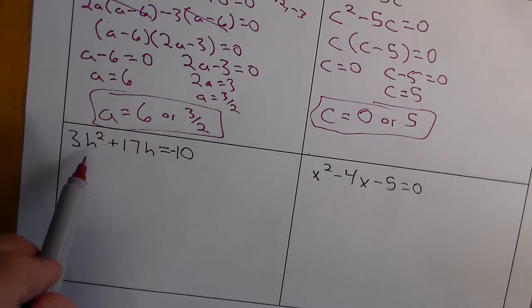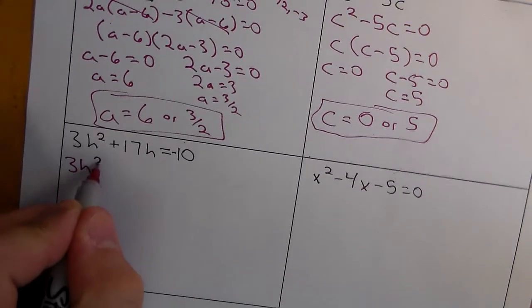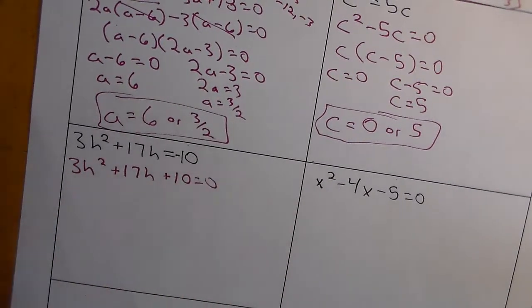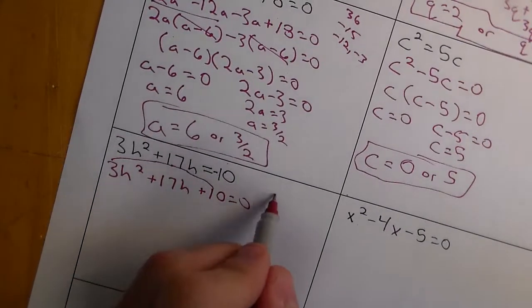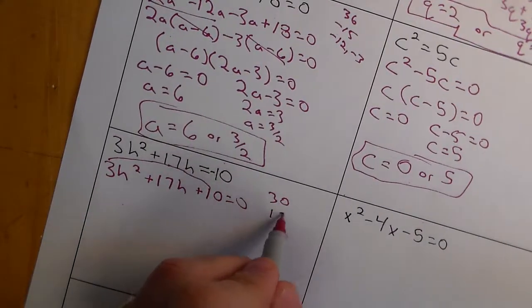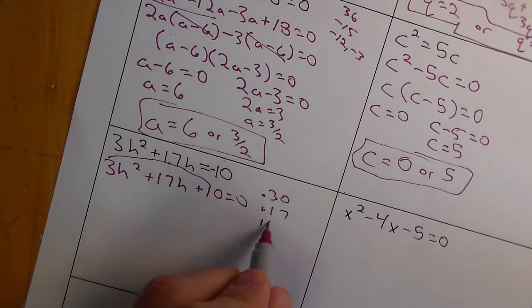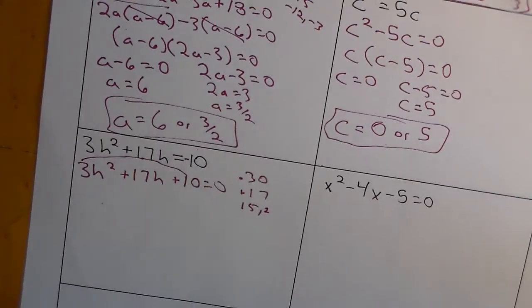Down in our bottom left one here, I have that negative 10 on the other side. I need to move them over so they are all on the same side. We multiply first and last terms and get 30, and that adds to 17. So multiplies to 30, adds to 17. I think 15 and 2 are the two numbers I would like.